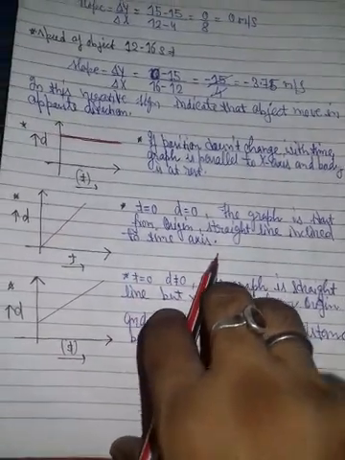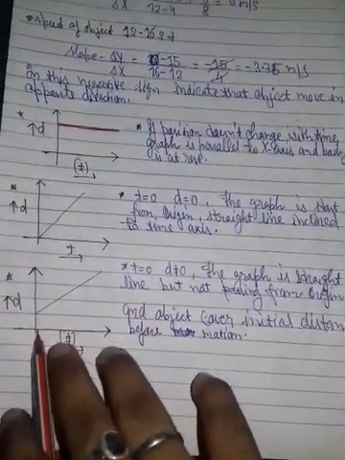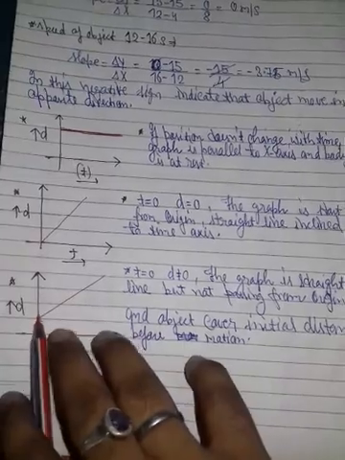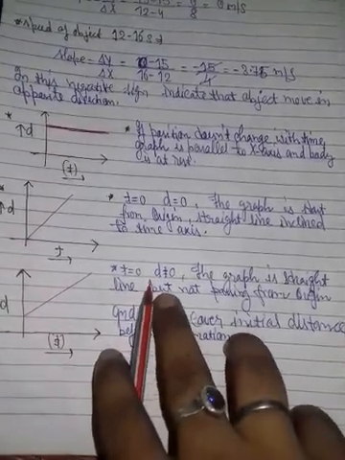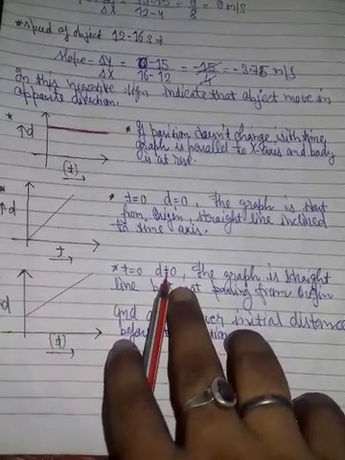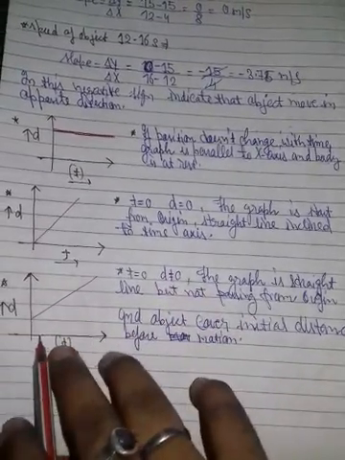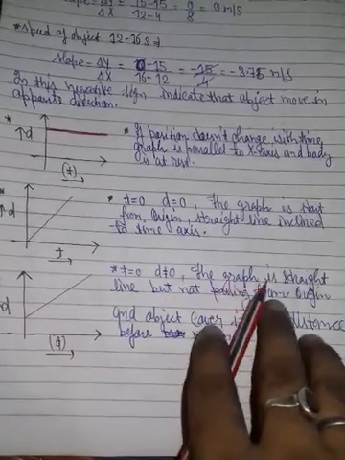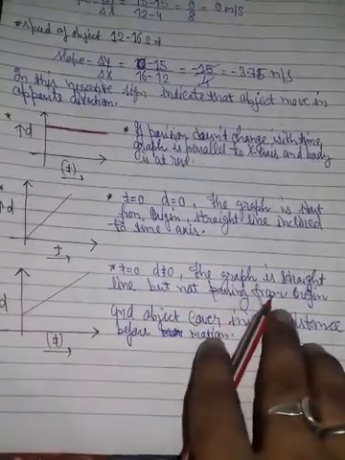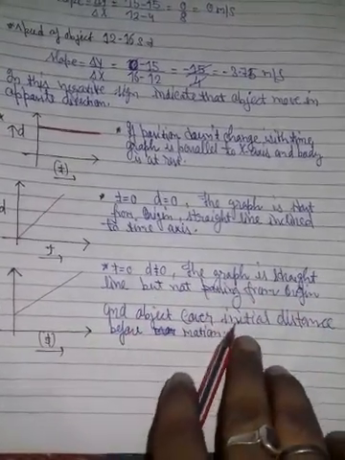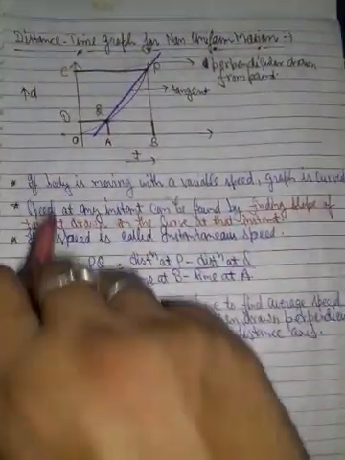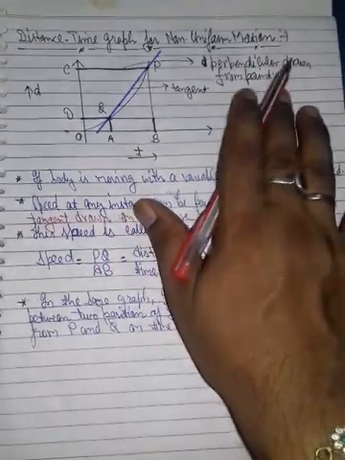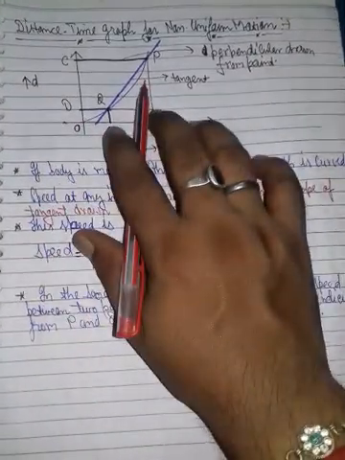The graph starts from the origin as a straight line inclined to the time axis. In the next graph, it starts from the y-axis above the origin: at t equal to 0, distance is not 0, which means the object is not at the origin. The graph is a straight line but not passing through the origin, and the object covered some initial distance before motion. Now we are talking about the distance-time graph for non-uniform motion, and this graph is a curve.